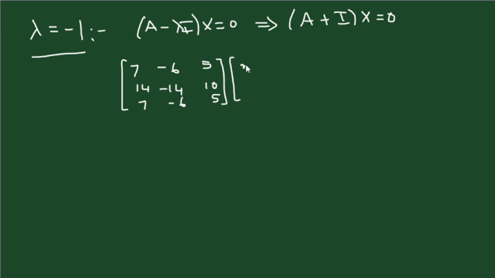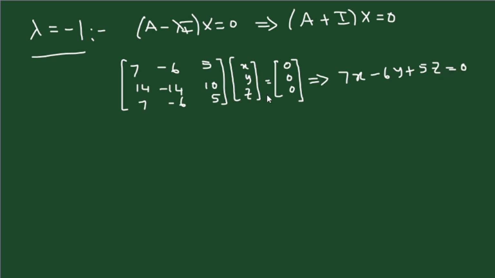Acting on xyz equal to 0, 0, 0. If you carefully observe, the equations are all the same. 7x minus 6y plus 5z equal to 0. The second equation is also the same, by cancelling out 2, you will get the same. The third is also the same. So you have only one equation in your hand.